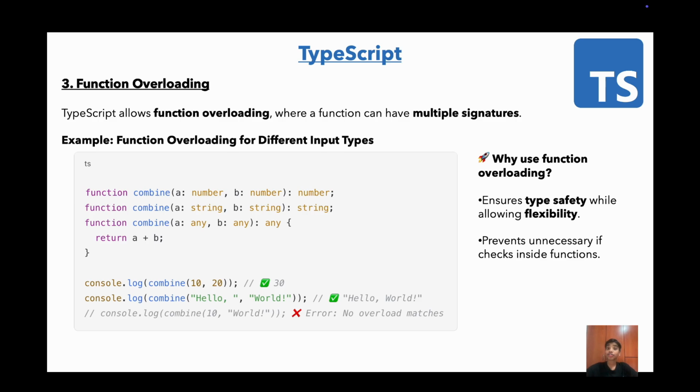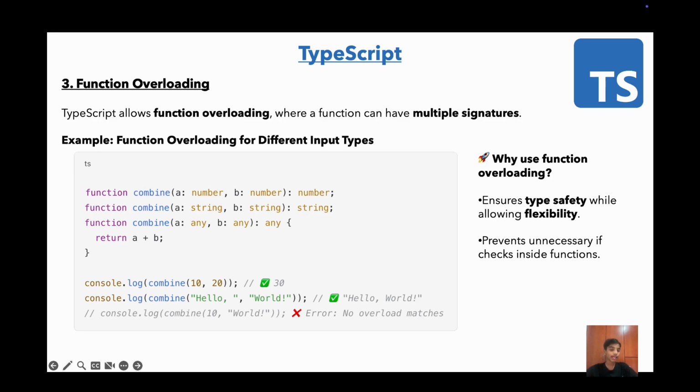So TypeScript allows function overloading, where a function can have multiple signatures. Over here we have a function called combined. We have two parameters, a comma b, and both have the type number, and its return type is number. But we are again saying function combined, a comma b, which are both strings, and it should return a string. So then we are finally declaring it.